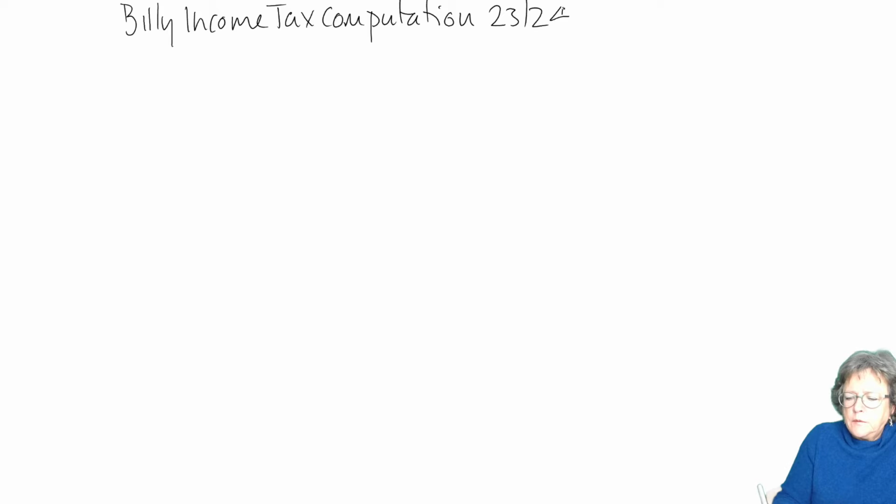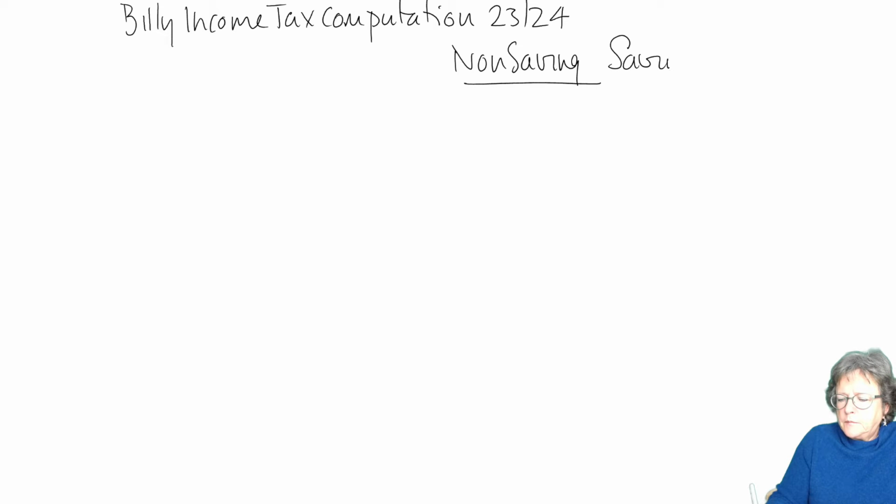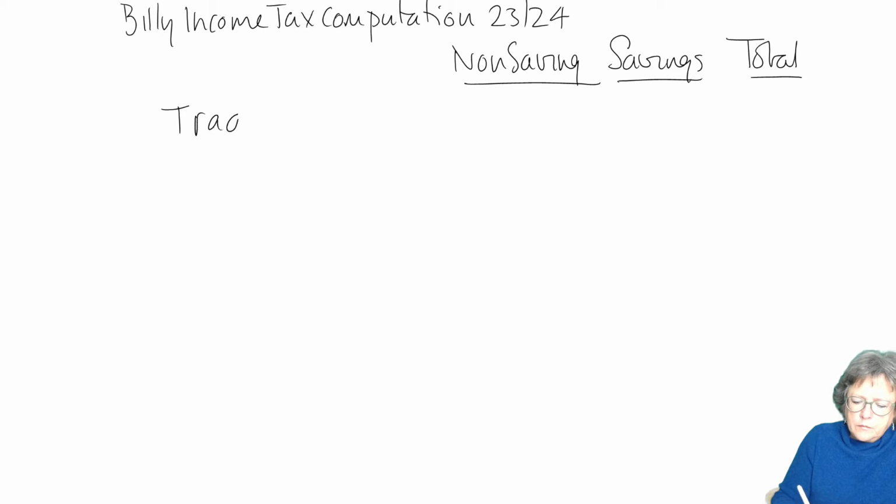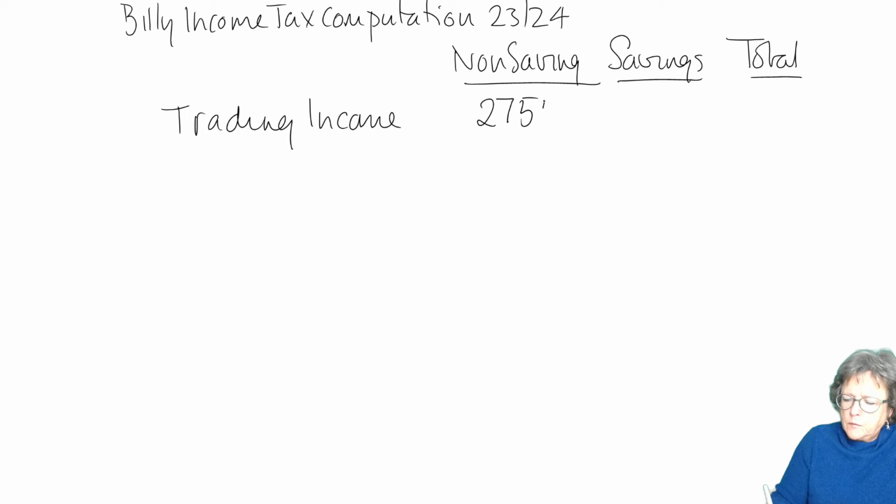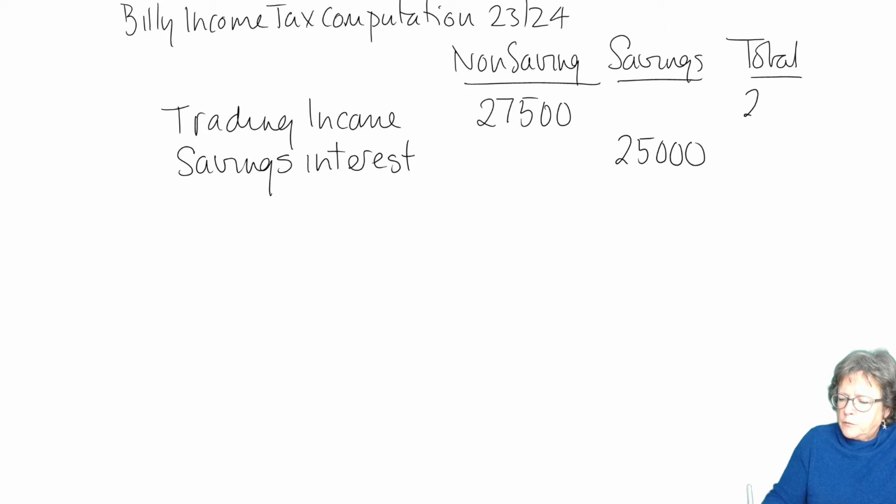2023/24. Non-savings, savings, total. Trading income was 27,500. Now his savings income is now 25,000. Let's put them in the total column.